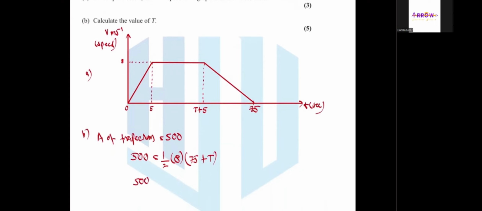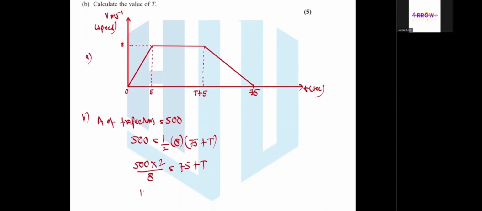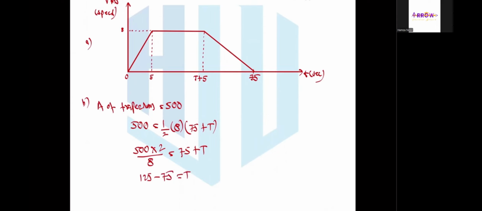So 500 multiplied by 2 divided by 8 will be equal to 75 plus t. How much is this? 500 multiplied by 2 divided by 8 is 125. So 125 minus 75 is equal to t. 125 minus 75 is 50. t is equal to 50 seconds.